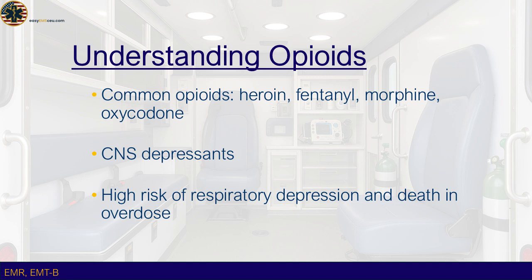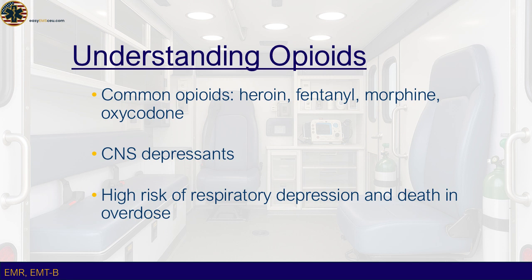All opioids function as central nervous system, or CNS, depressants. They slow brain activity and suppress essential autonomic functions, especially breathing. This is why, in overdose situations, the primary life threat is respiratory depression. Without sufficient breathing, the patient quickly experiences hypoxia, which can lead to unconsciousness, brain injury, or death.